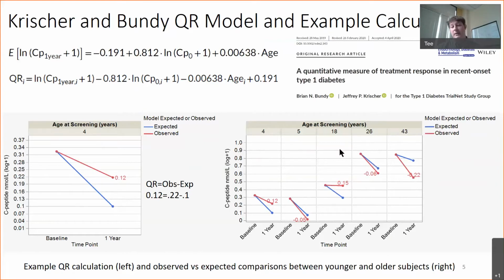And in comparison, with an 18-year-old subject here, it's important to note that their C-peptide value is actually below both of these subjects on the right, yet the QR metric is higher because, again, they showed that they could retain their C-peptide value from baseline to 1 year, where, of course, this was expected to decline.